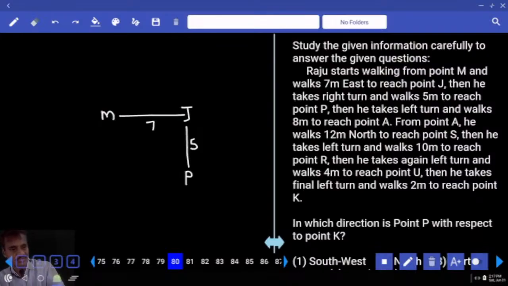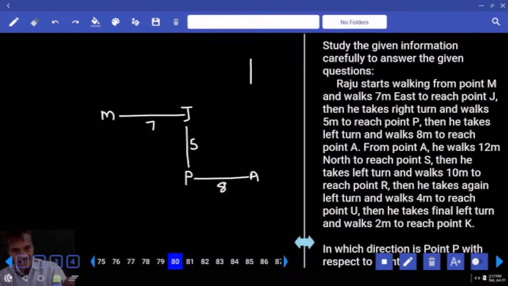And then he takes a left turn and walks 8 meters to reach point A. From point A, he walks 12 meters north. From A, he walks how many meters? 12 meters north. Now this is 5 and 7. 12 meters north to reach point S. Then he takes a left turn and walks for how many meters?